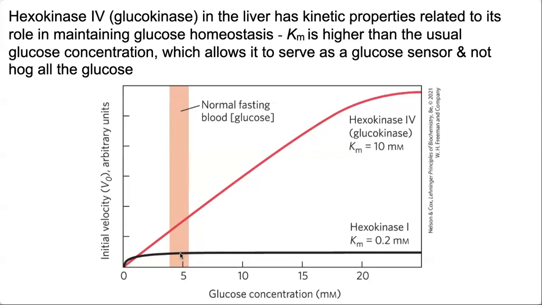If you have this very low Km, then basically you would always be at levels at which you were saturated, and you wouldn't be able to change activity in response to differences in the levels. Whereas with hexokinase 4, it's in this range where you can then respond to differences in the levels.